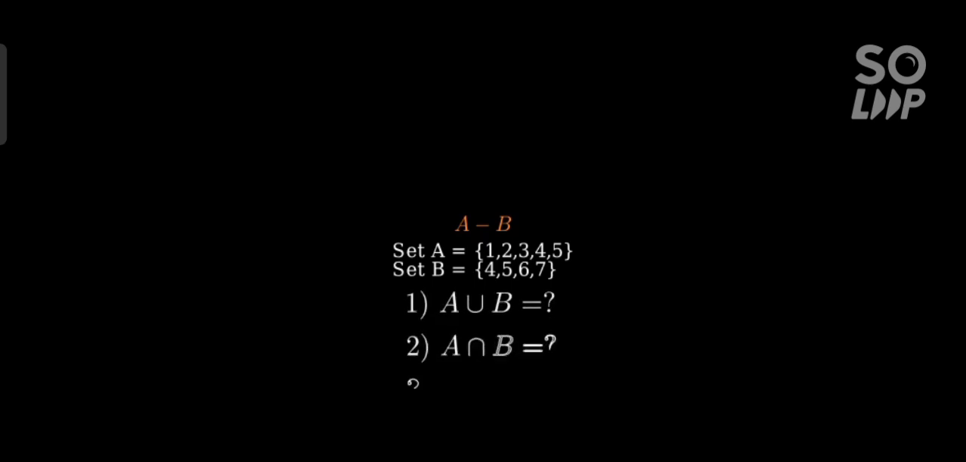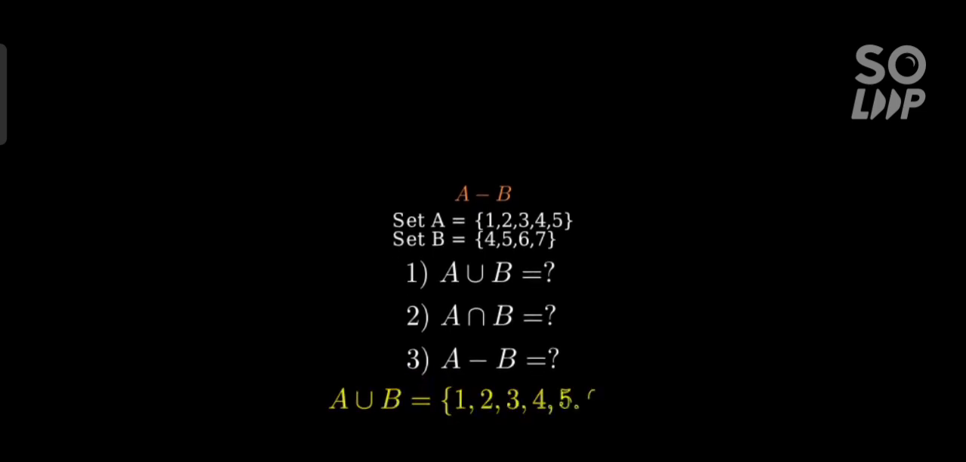Let's solve an example problem. Set A has elements 1, 2, 3, 4, 5, and set B has elements 4, 5, 6, 7. Let's find 1. A union B, 2. A intersection B, 3. A − B. Let's solve these one by one.